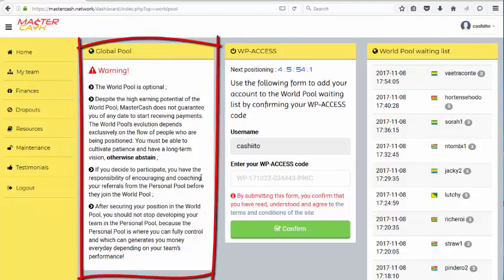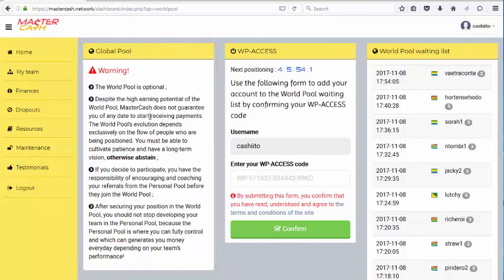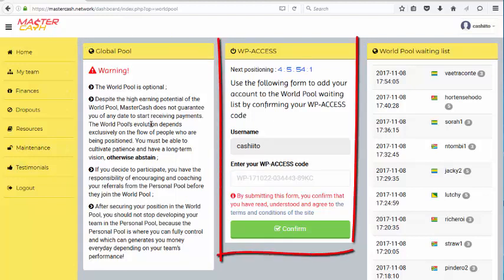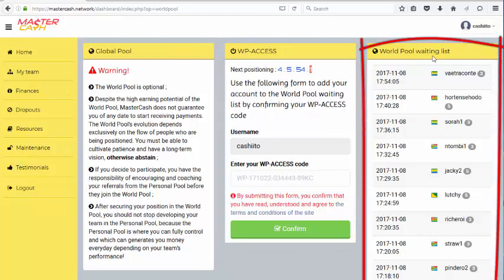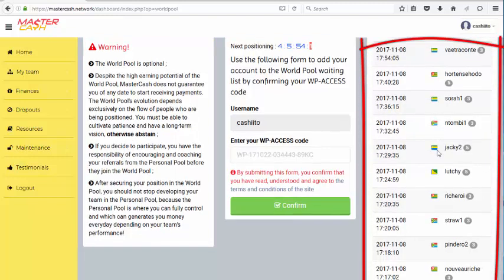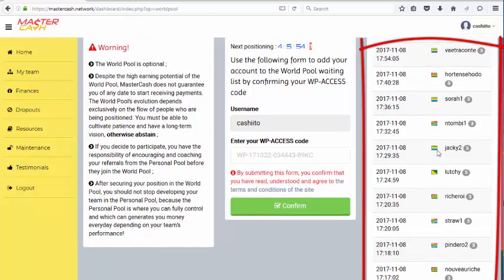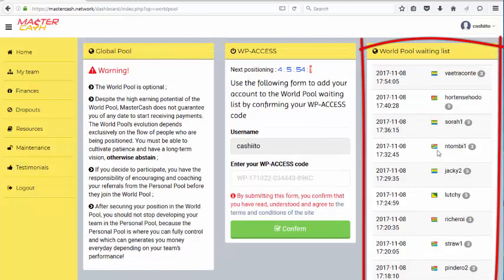Here, this is the information that we have already shared with you concerning the global pool, telling you about the warning, that it's optional, and also what you need to do in the global pool. In the middle here, you see the number of days remaining for this to be activated, the number of hours, minutes, and seconds until the next positioning in the global pool will be done. And to my right, you can see the last 10 people who have entered the waiting list of the global pool.